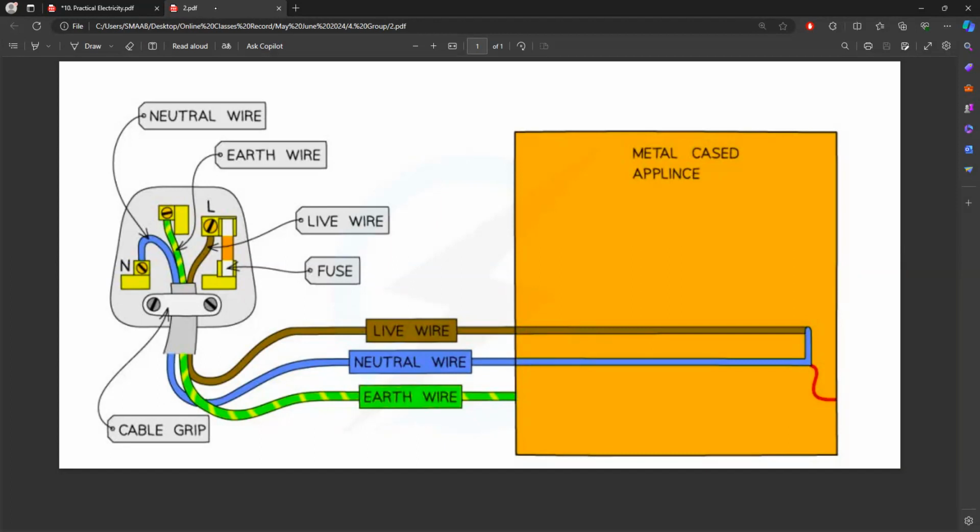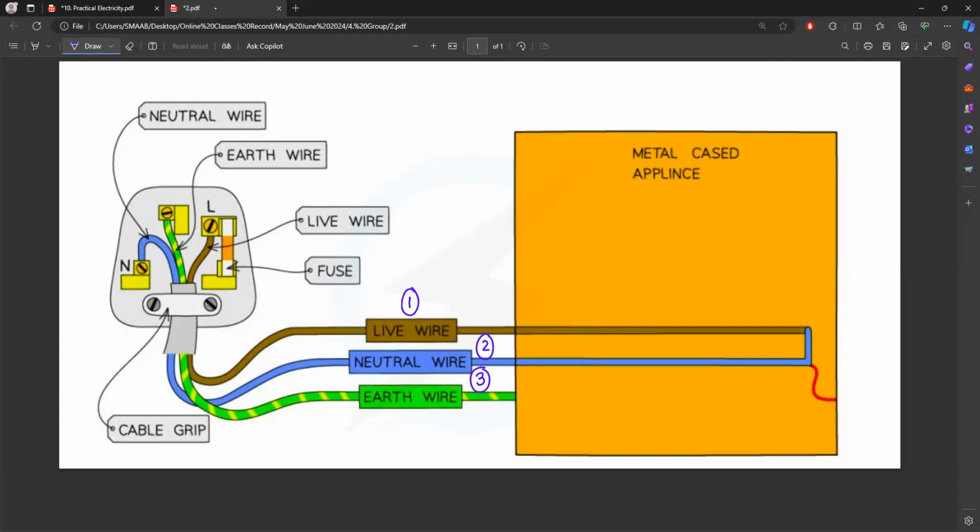So mostly they are using this three pin plug wire. And what is the reason for using this 3-pin? Basically you can see there are three different wires passing from the socket to the metal case. This is one live wire, second neutral, and third earth wire.